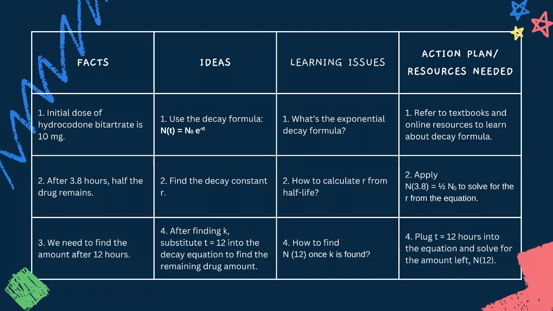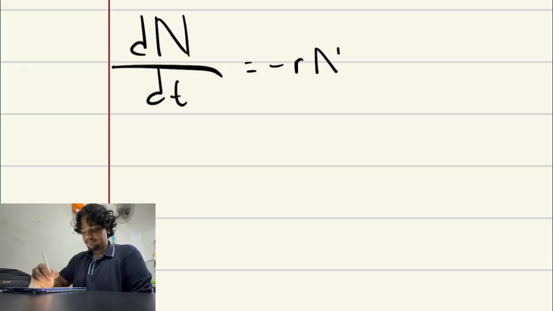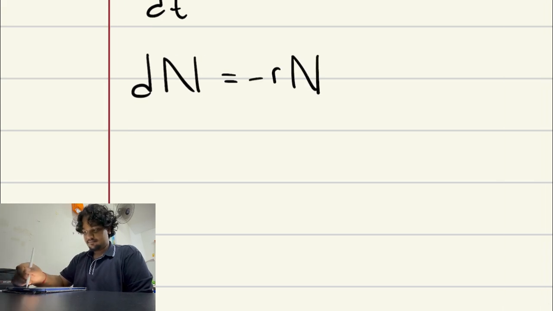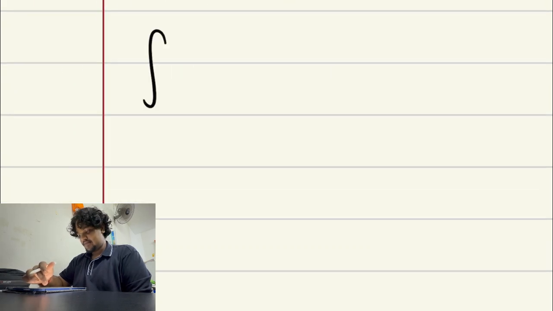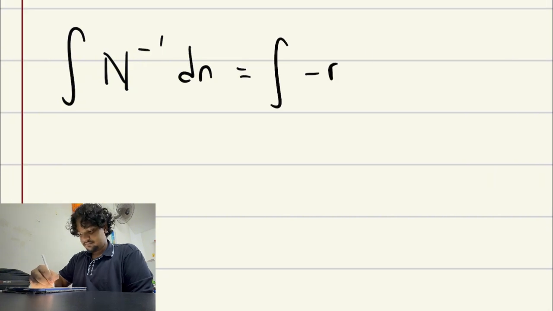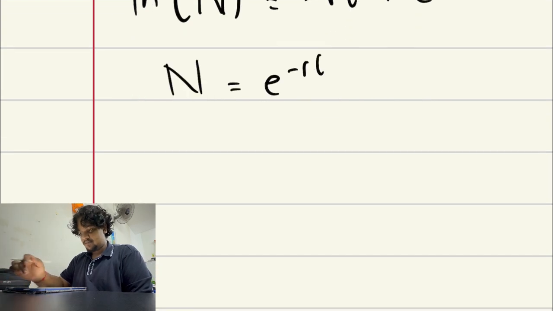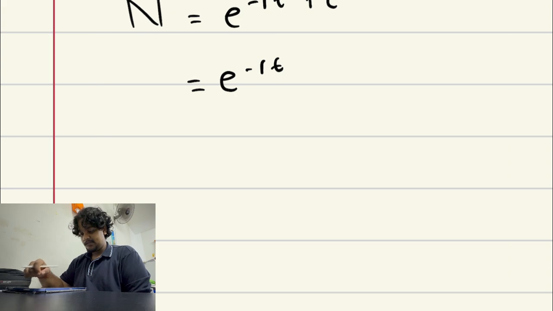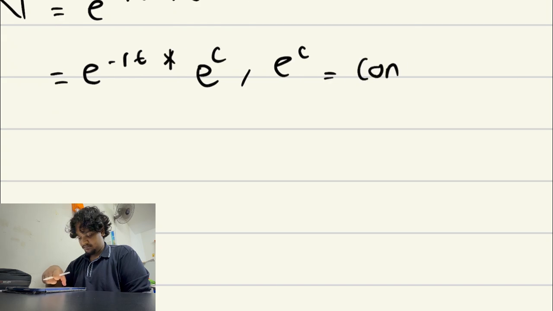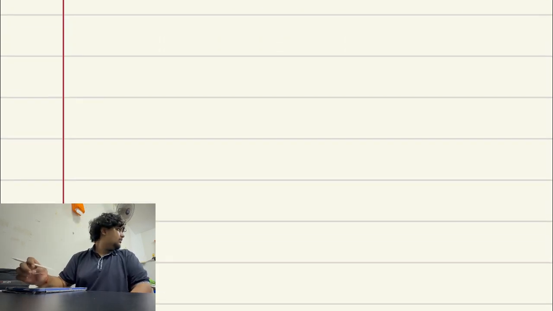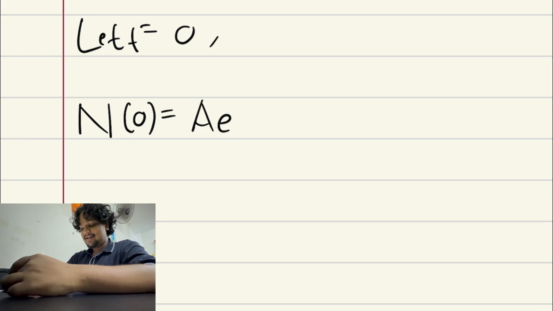This is the derivation for part B. dN over dt equals negative RN, so dN equals negative RN dt, N to the power of negative 1 dN equals negative R dt. Integrate N to the power of negative 1 dN equals integrate negative R dt, so ln N equals negative RT plus C. N equals e to the power of negative RT plus C, which equals e to the power of negative RT times e to the power of C. e to the power of C is a constant. We make the constant into A. N(t) equals A e to the power of negative RT.